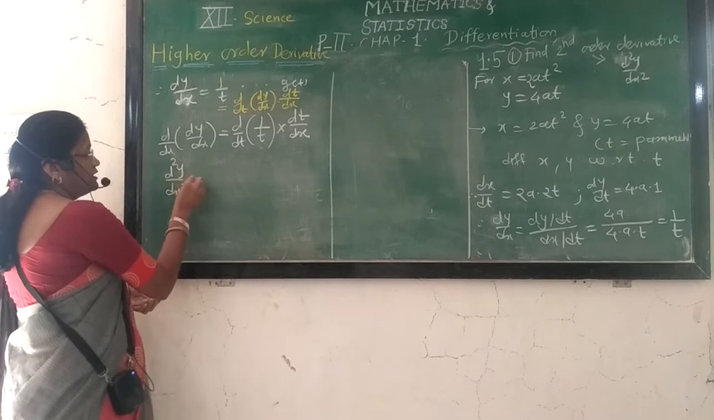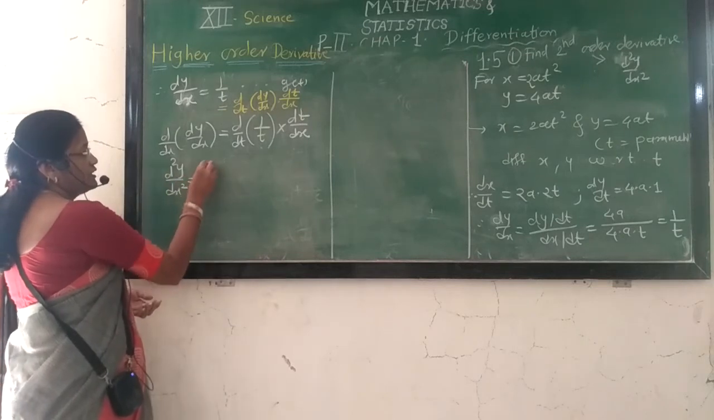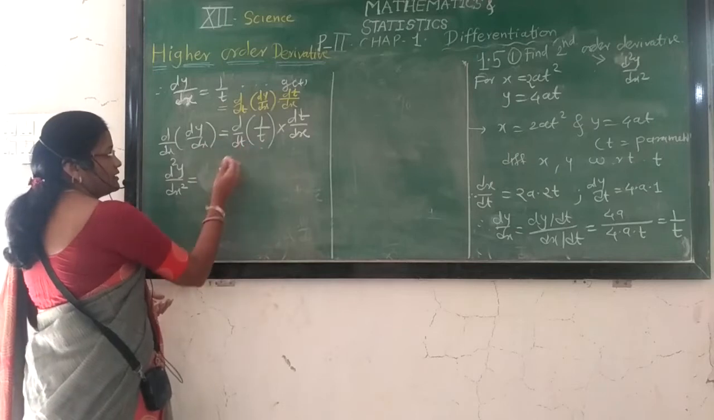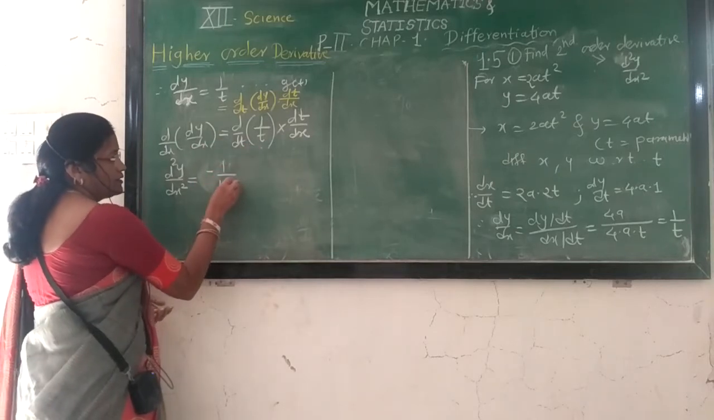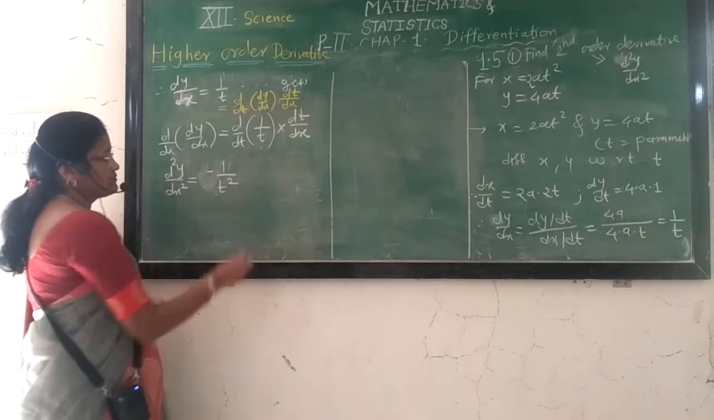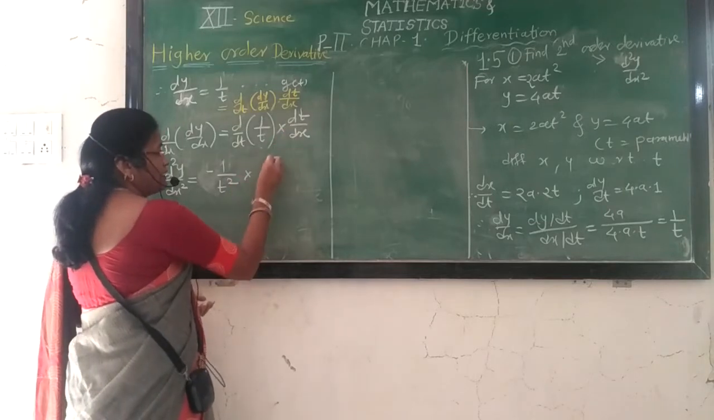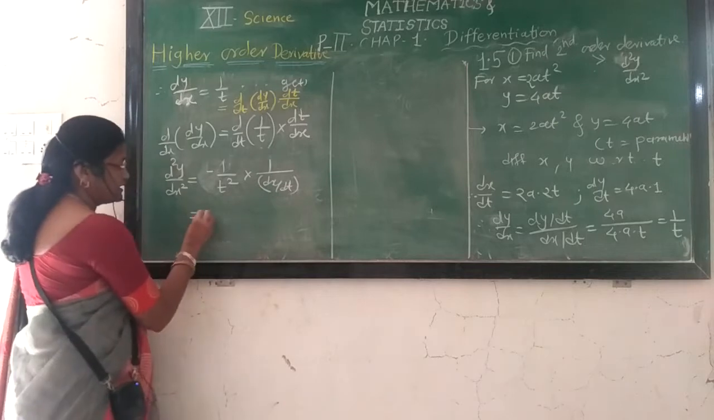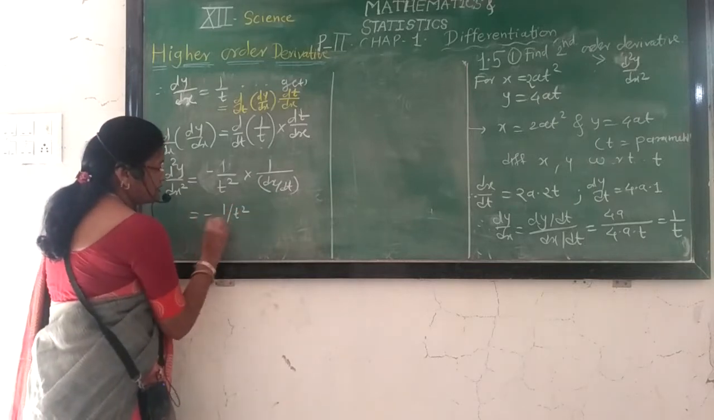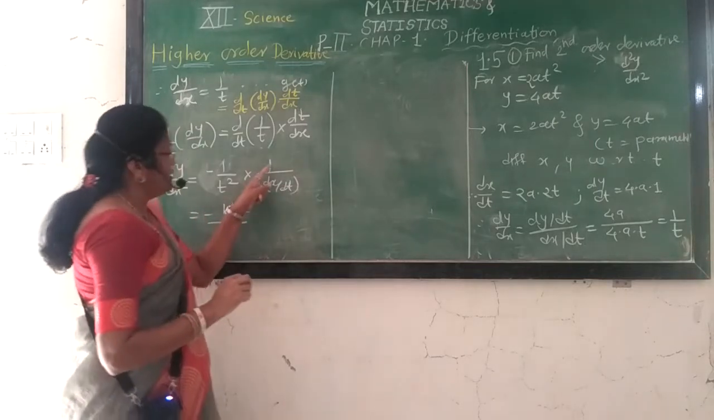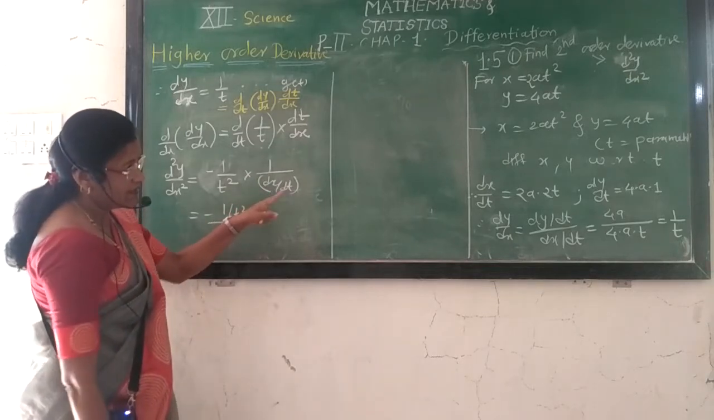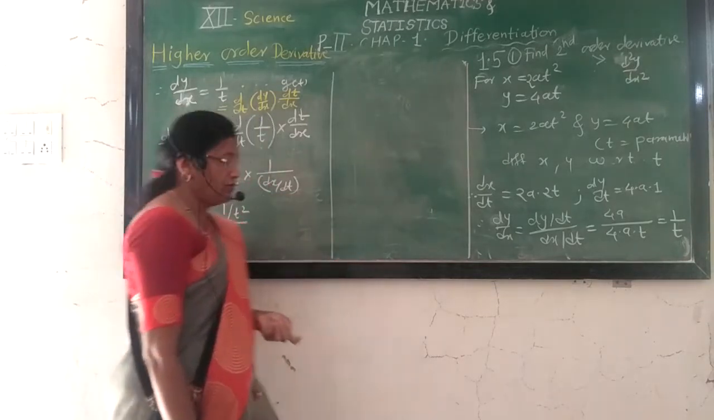Now, here d2y by dx square is nothing but d by dt of 1 upon t. So find the derivative of 1 upon t, which is minus 1 upon t square. Multiplying dt by dx means 1 upon dx by dt. So that is minus 1 upon t square, multiplied by 1 upon dx by dt, which is dividing by dx by dt. What is the value of dx by dt? dx by dt is 4at.